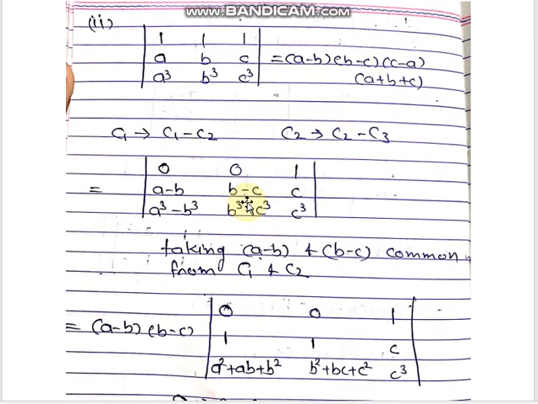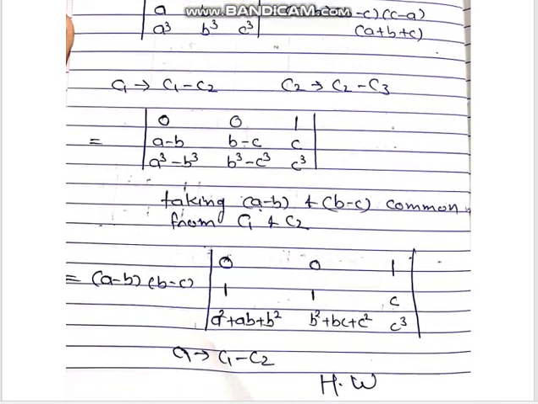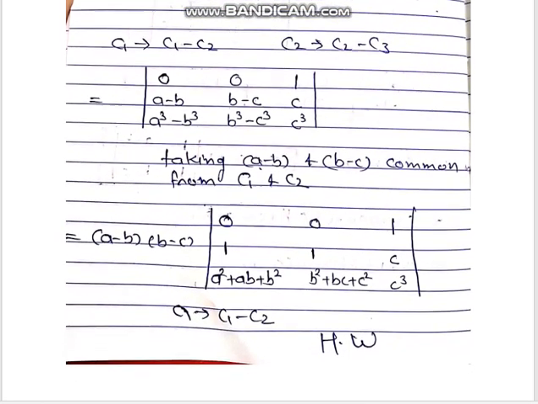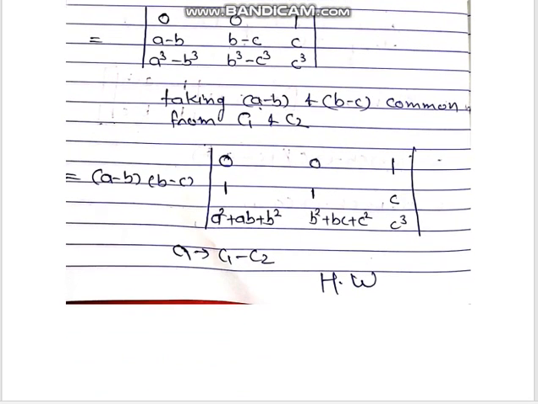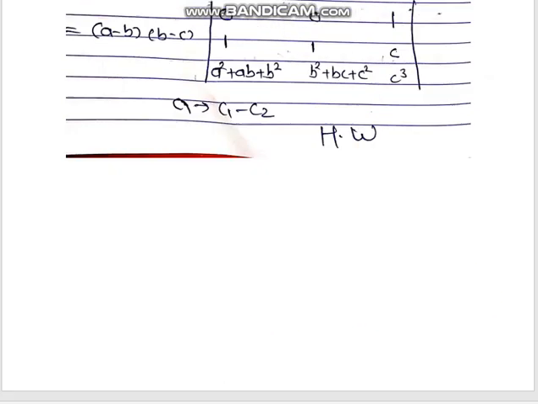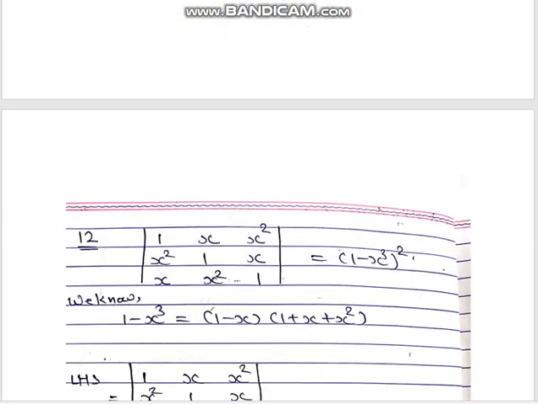So after taking a minus b and b minus c common, we will have 0, 0, 1; 1, 1, c. Here the next factor was a square plus ab plus b square. Similarly b square plus bc plus c square. Now you can expand along the first row, or you can also do C1 minus C2. It's your choice, whatever you want to do you can do it. Now the next steps are your homework. Now let us see the next sum.